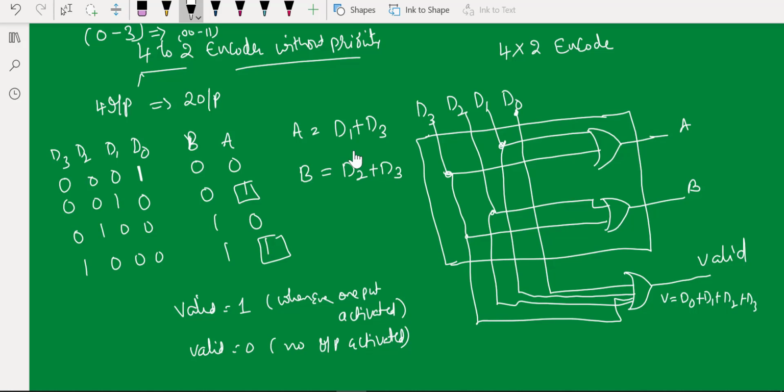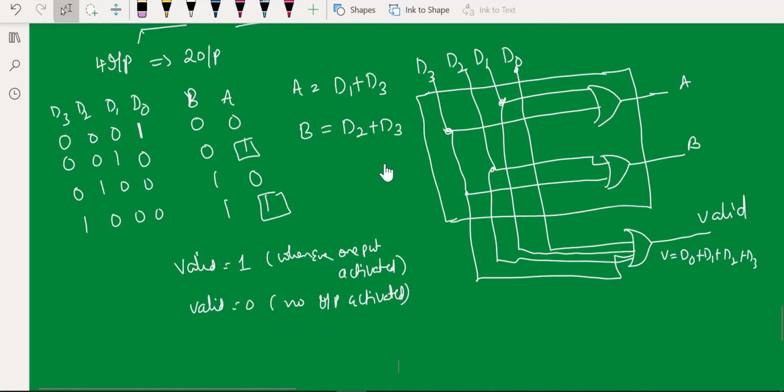Okay, so this is a 4 into 2 encoder without any priority. We have not assigned any priority. Suppose I press D3 and D2 at the same time, your circuit will be in a metastable state where it cannot produce a desirable output. So now I am going to define my priority for this particular encoder.